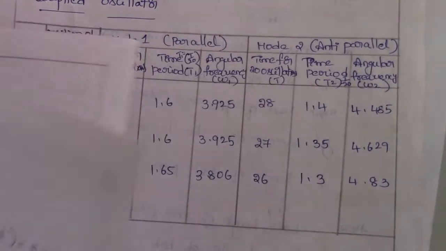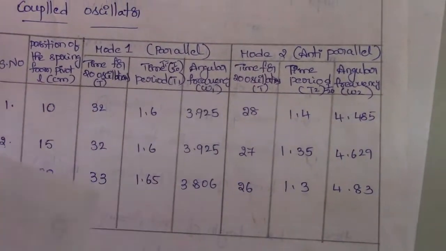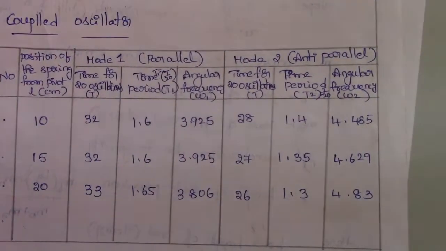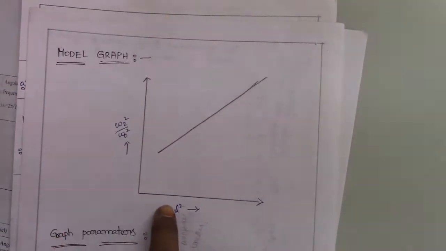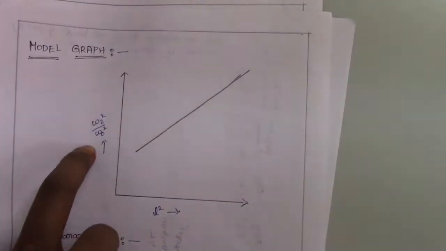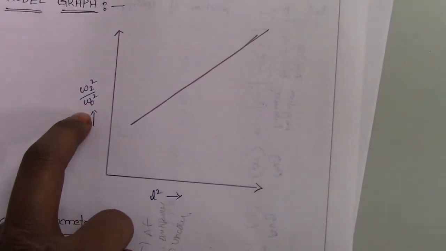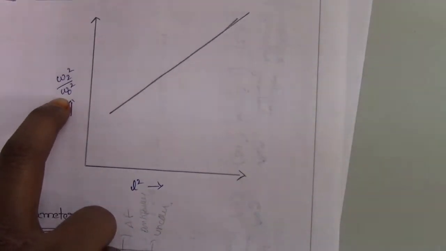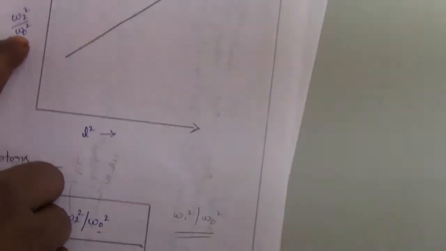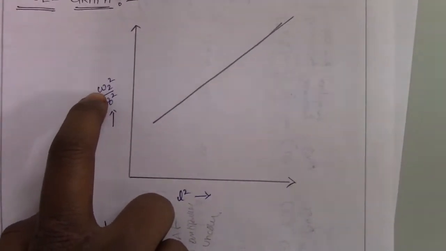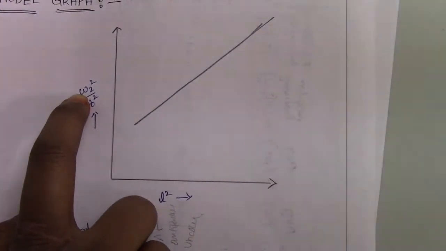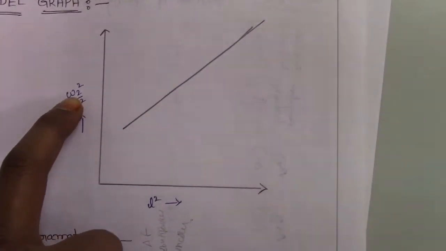What you have to do now? You need to plot the graph. So for that, here it is a model graph. To calculate the slope from the graph, here the graph is between L square versus omega 2 square by omega naught square. On y axis I have taken this term. So you can also go with omega 1 square by omega naught square. What is omega naught? Angular frequency of the uncoupled oscillator. This is the angular frequency of coupled oscillator in anti-parallel. You can also go with parallel also.